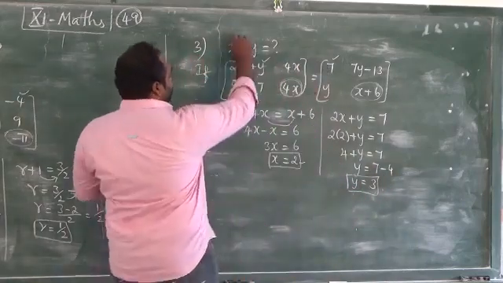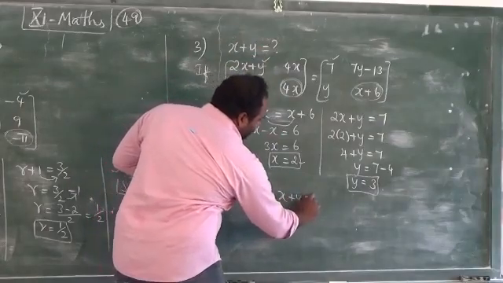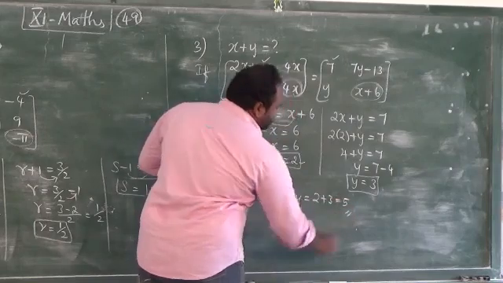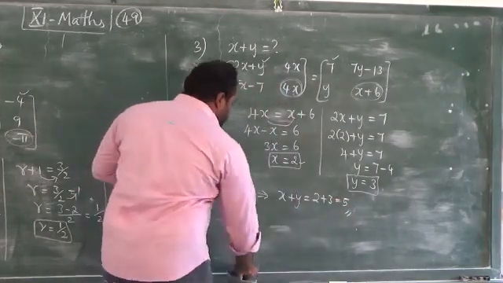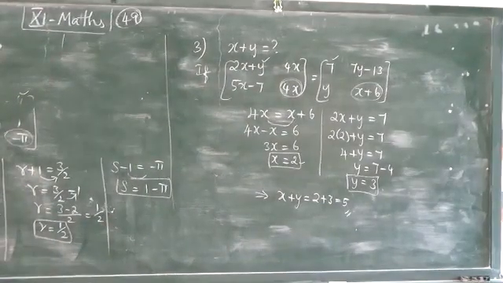What are we asked to find? x plus y. So, finally, the value of x plus y equals 2 plus 3 equals 5. This is the answer. Next, let's go to problem number 4.